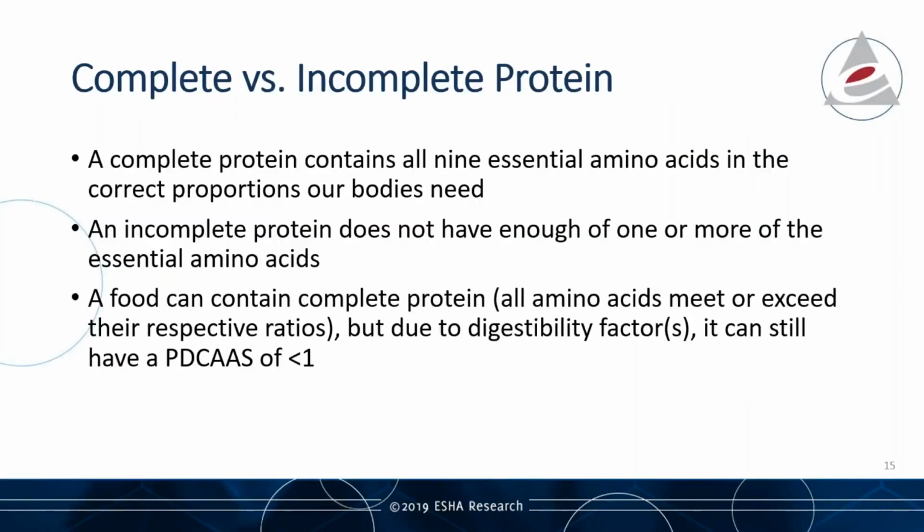A complete protein contains all 9 essential amino acids in the correct proportions that our bodies need. An incomplete protein doesn't have enough of one or more of the essential amino acids. So again, manufacturers tend to formulate products with complementary ingredients to provide complete proteins. You can, however, have a food that contains complete protein where all the amino acids meet or exceed their respective ratios. But if the digestibility is lacking, if our bodies can't access the protein in those foods, that food can have a PDCAAS of less than 1.